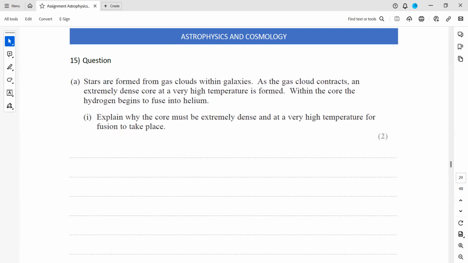First, why is high density needed? So we have a sufficient number of collisions between the particles. And why should the temperature be high? So it can overcome the electrostatic repulsion. Because when the temperature is high, the particles move faster, so they have enough energy to overcome the electrostatic repulsion.